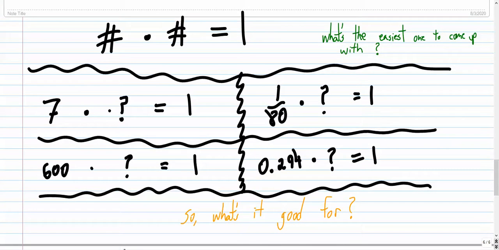So let's see here. The first one I made here is this one. 7 times what equals 1? Well, if 7 is bigger than 1, we need something smaller than 1. Maybe we should pause the video for a second so you can think about it, come up with some guesses, and then we'll come right back. Okay, we're back. 7 times 1/7.